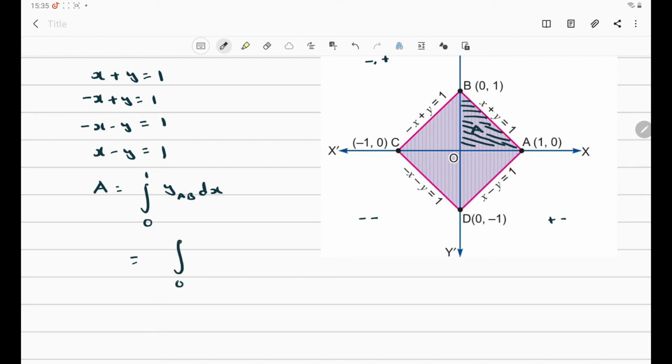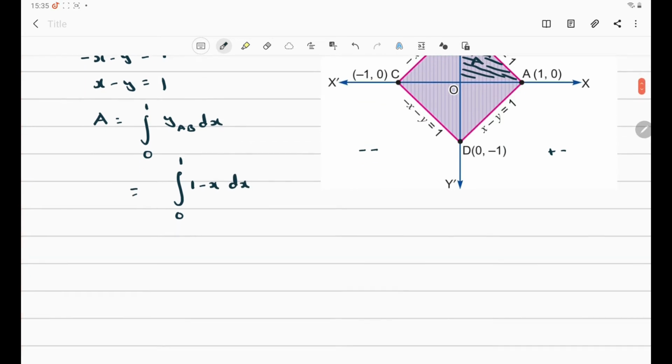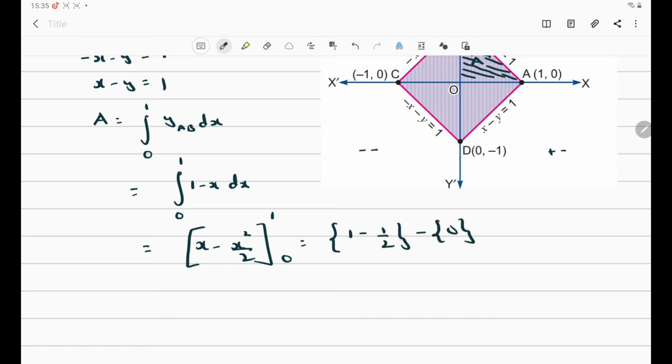The y of the line AB is nothing but, from x plus y equal to 1, y equal to 1 minus x. So the integral from 0 to 1 of (1 minus x) dx. This is equal to the integral of 1, which is x, minus the integral of x, which is x squared by 2. Now we substitute the upper limit as 1 and lower limit as 0, and then subtract the values. We get 1 minus 1 by 2 minus 0, which is equal to half square units.